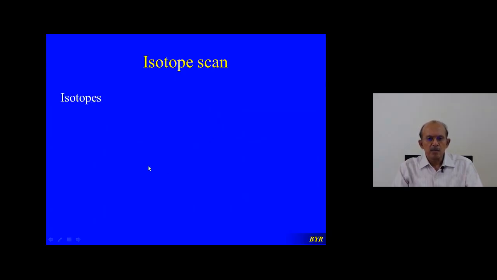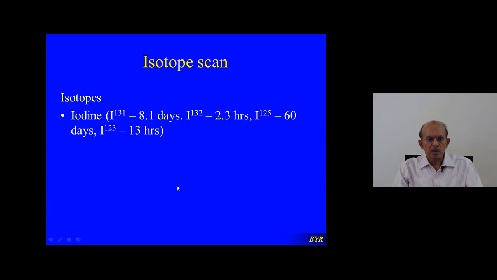Isotope scan. Isotopes used are I-131 with a half-life of 8.1 days, I-132 of 2.3 hours, I-125 of 60 days, I-123 of 13 hours.